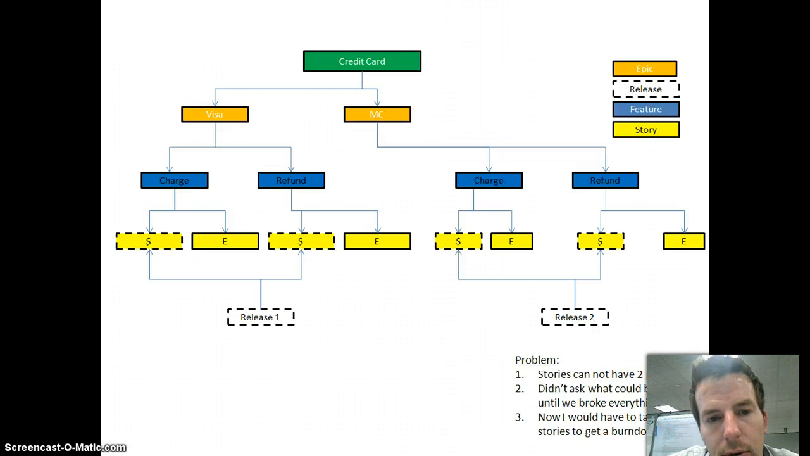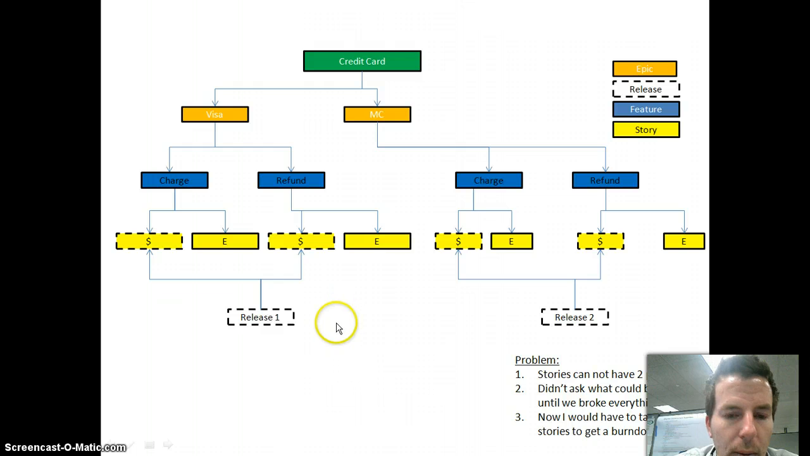So if I was to do a credit card processing system, usually a customer would want to be able to do something like Visa and MasterCard. They want to be able to do charging and refunding, and they would also then want to be able to do dollars and euros. So that's how we would kind of break our system down.